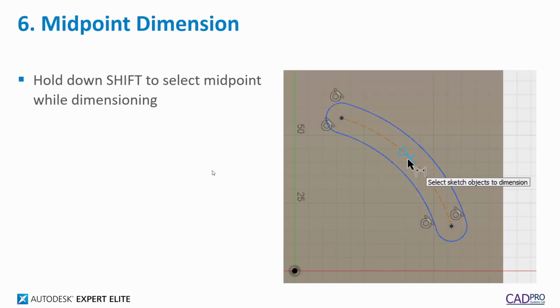Midpoint dimension is something that you end up using a lot once you've used it a few times. But there's cases inside Fusion where it doesn't display, most notably with dimensions, sometimes with constraints as well. So you just hold down Shift and that will allow you to snap to the midpoint of an arc or a line.